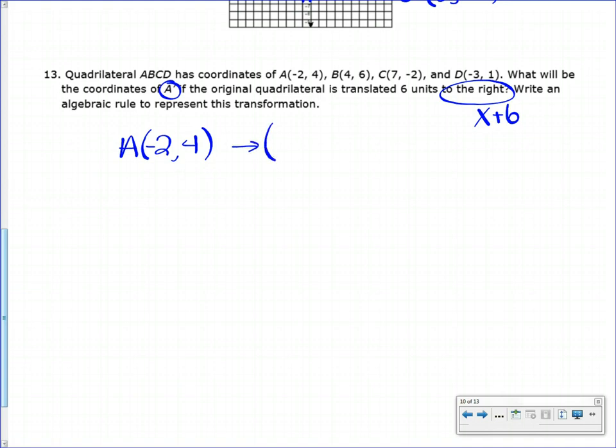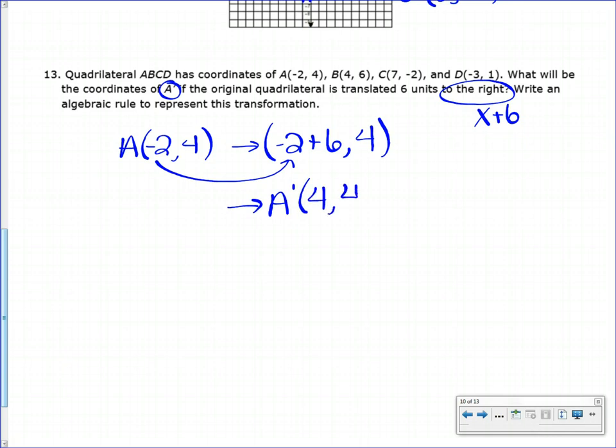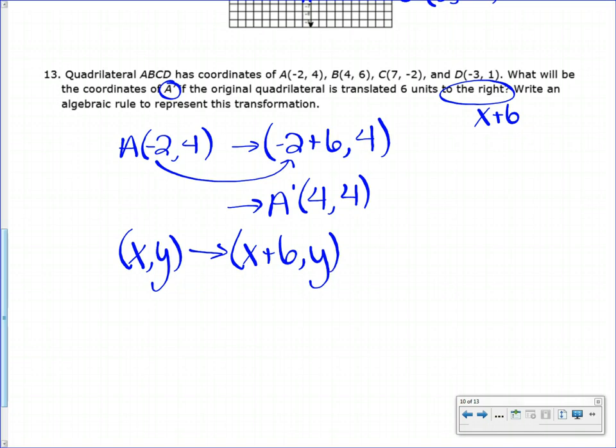So for A prime, I'm going to take my x value, which is -2, and add 6 to it. And then my y is going to stay the same. So A prime, -2 + 6 is 4, and 4. The algebraic rule, because that's the second part of the question, is just what you did in that translation. I added 6 to my x's, and my y stayed the same.